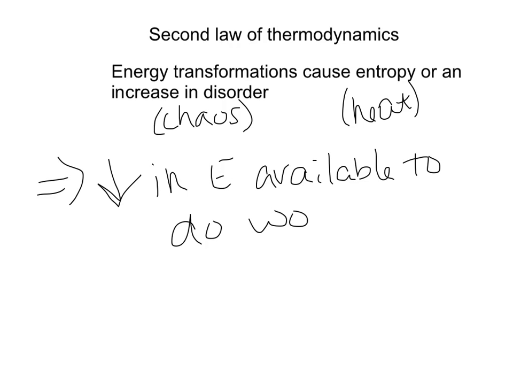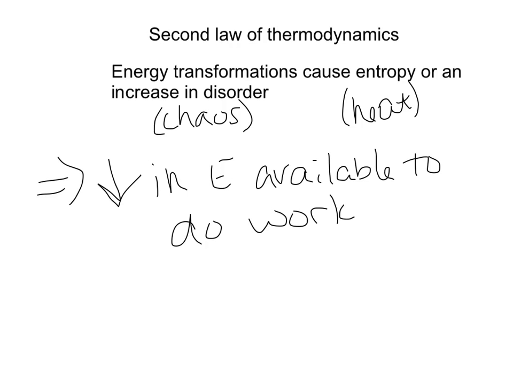Think about, as you're doing that energy conversion, taking that chemical energy and converting it into kinetic energy so that you can go run around, and you're releasing all that heat. That heat is unable to do work. It is not in the form of energy that's able to do work. So when we do these energy transformations, especially in these open systems, it causes entropy, or an increase in disorder, which, again, like I said, decreases the energy available to do work.